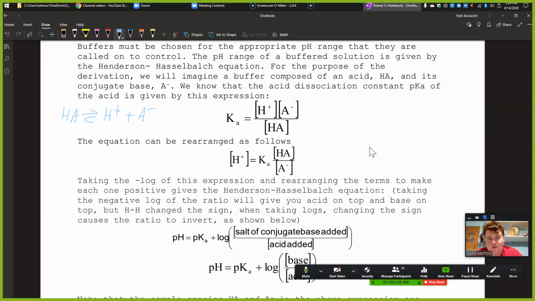What you should be asking me is, what is the A? I thought the A represented acid, but no, the HA represents the acid. The H plus represents the hydrogen ion. What does the A represent? Conjugate base. In this case, a conjugate base, but it represents the anion of whatever acid we had before, right?